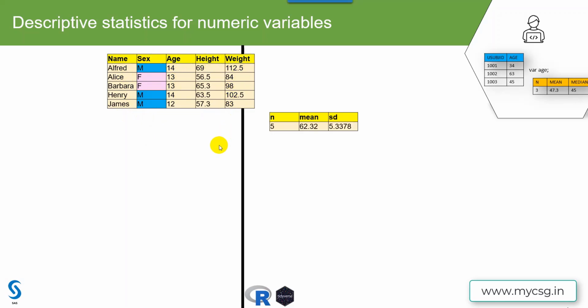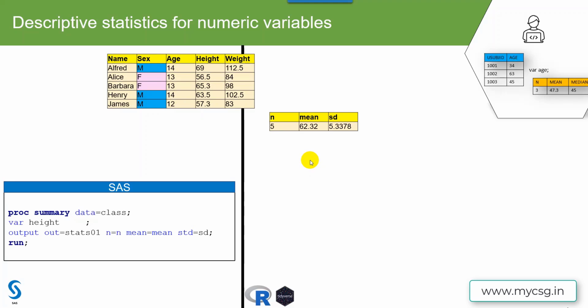Let's say we are interested in fetching the average height and standard deviation for height and the number of records contributing to this summary. So how do we do it in SAS? We can make use of proc summary or proc means or proc SQL to achieve this result. But for this example, I am making use of proc summary.